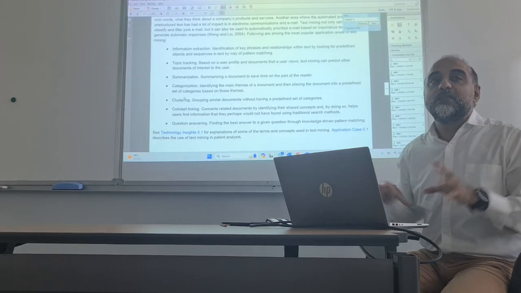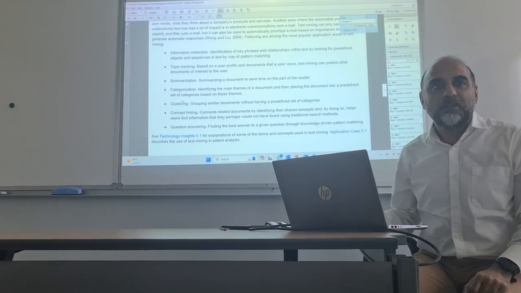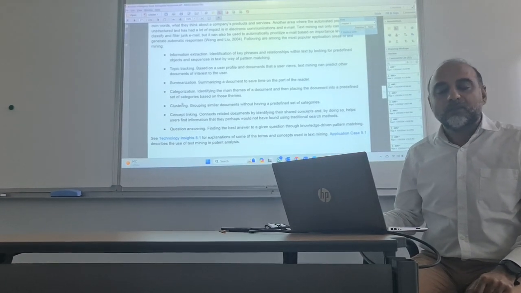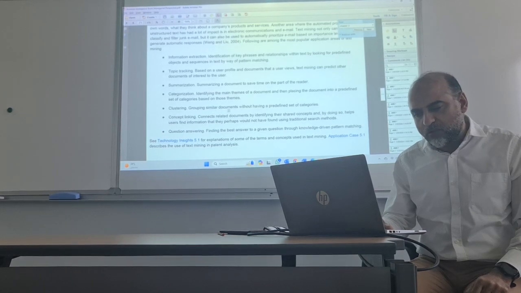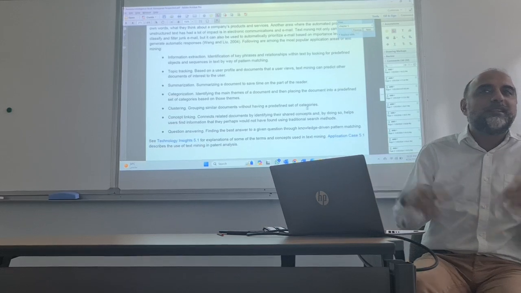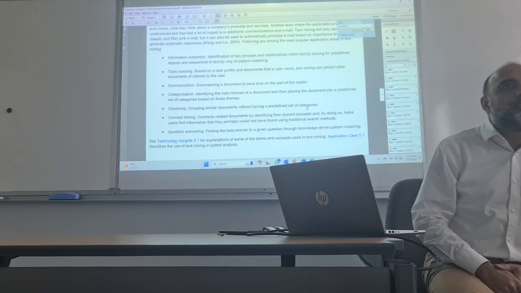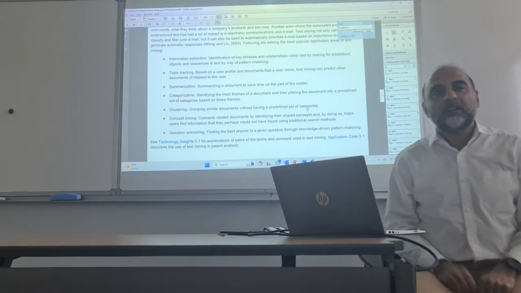But clustering is when you do not know how many groups there are. You understand that? So when you do not know how many groups, you are grouping similar documents without having a predefined set of categories. I don't know how many categories there are. You're asking the algorithm to cluster, right?